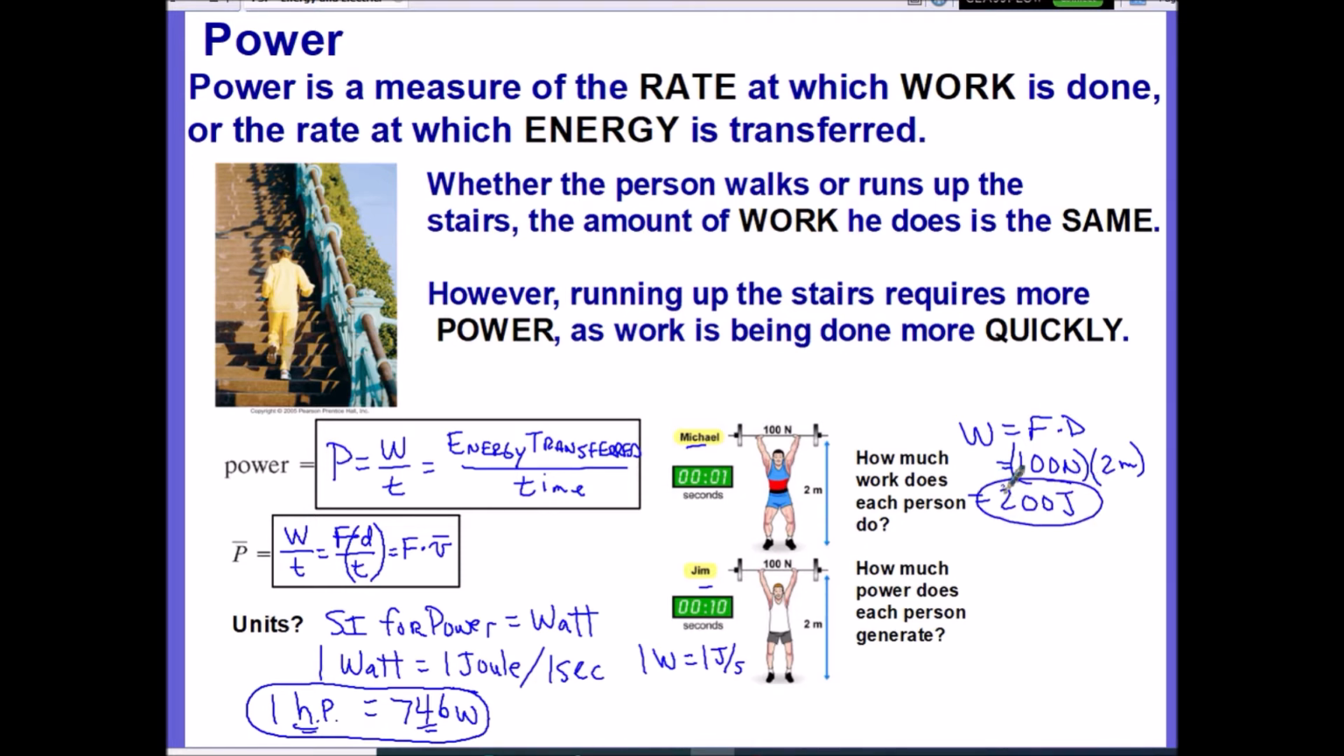Now, if I want to talk about power, power is work per unit time. So if I want to determine the power that Michael develops, let's go ahead and write that with subscripts.